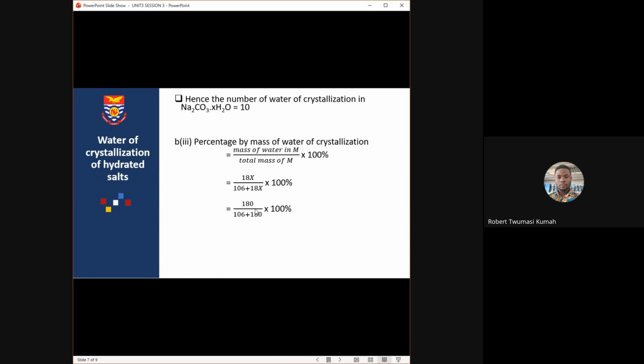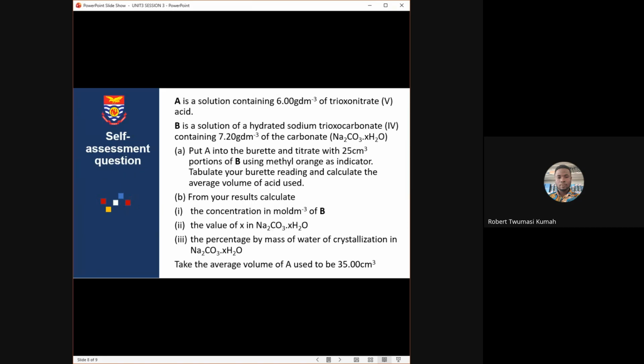We know x to be 10. So we put the 10 in place of x, then times 100, and that gives us 69.2%. And that ends this session also. If you have questions, please ask. If there are no questions, then we move on to the next session.